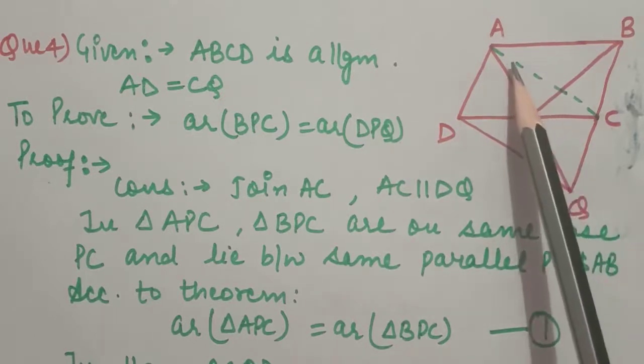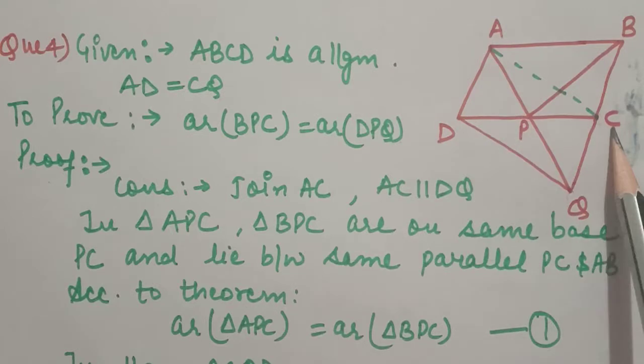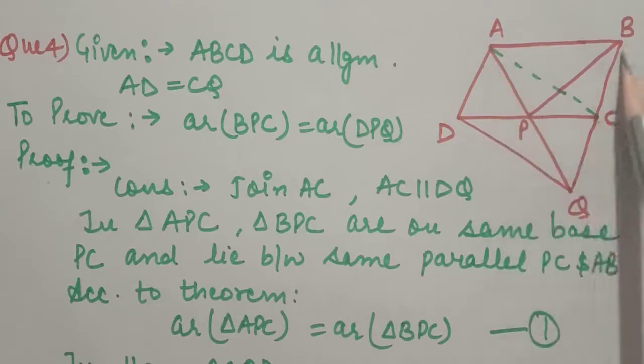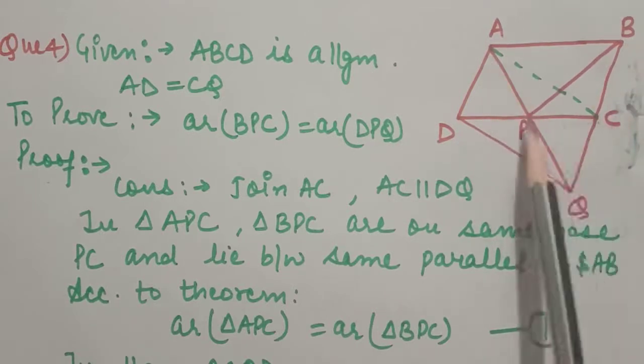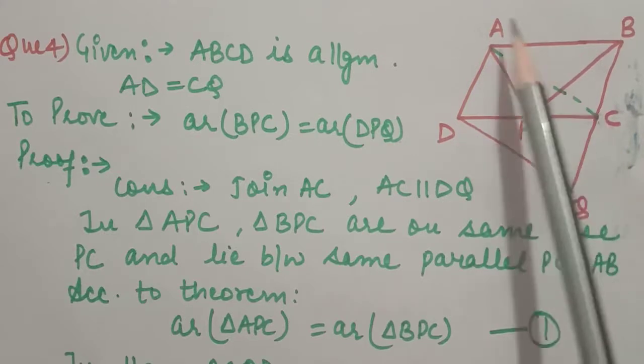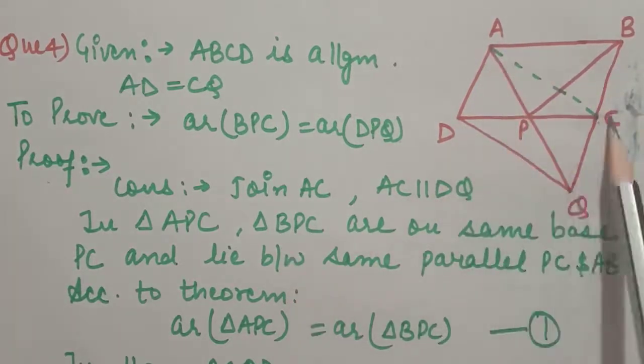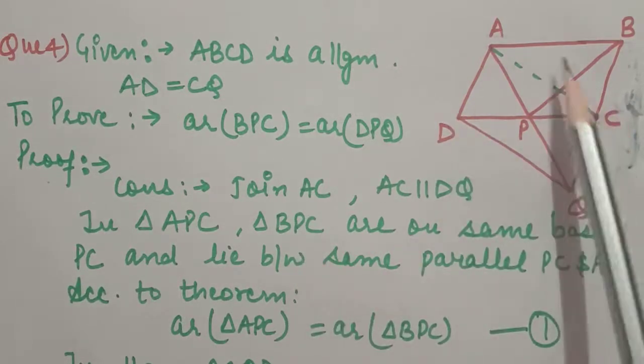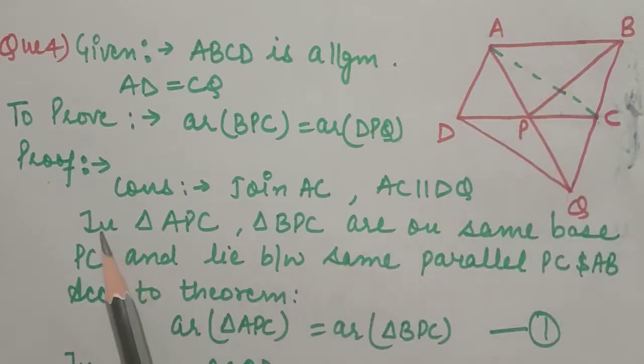Now students, triangle APC and triangle BPC are on the same base, and they both lie between the same parallels, DC parallel to AB, because opposite sides of a parallelogram are parallel. BC is a part of DC, so definitely BC is also parallel to AB. So how will we write? Triangles APC and BPC are on the same base PC and lie between the same parallels PC and AB. According to the theorem, the area of the first triangle is equal to the area of the second triangle.